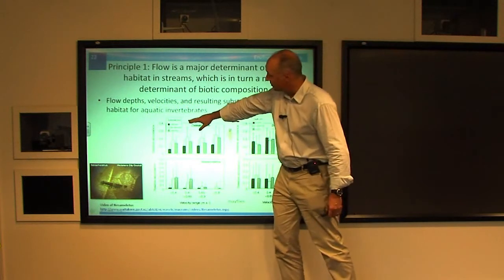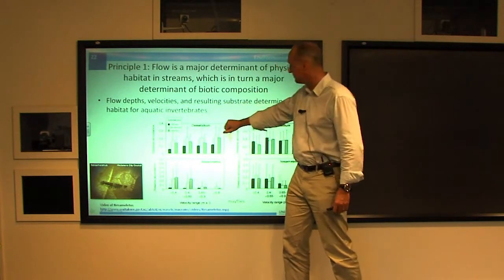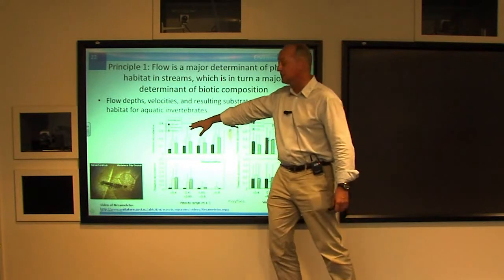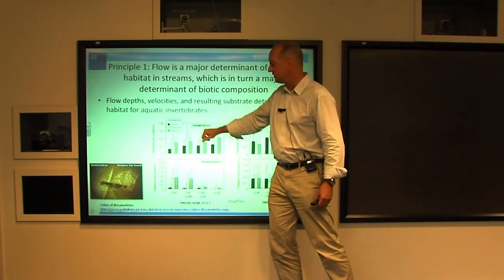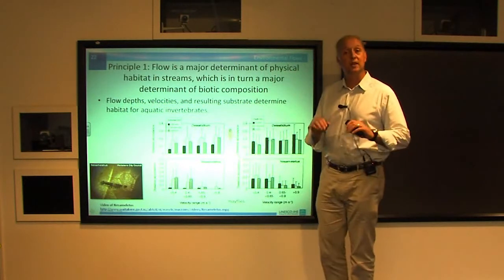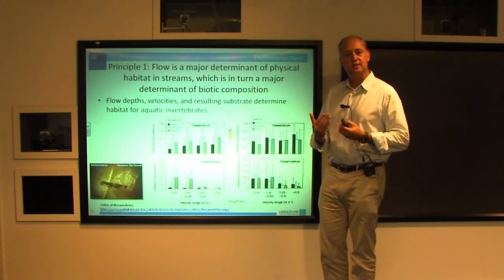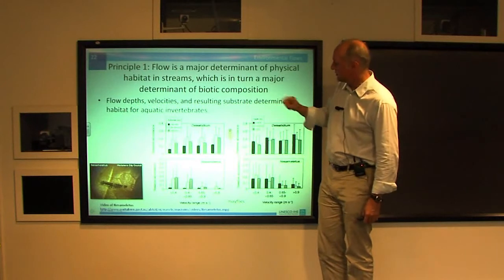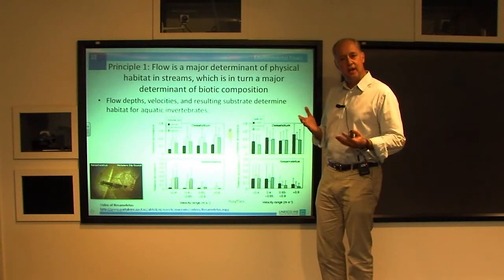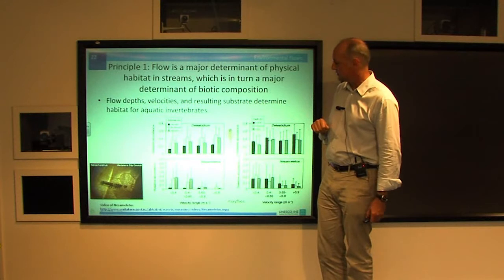And we can also see variability in the substrate size, and substrate size being the size of the solid material in the stream, as well as variability in depth. And just note the clear responses of the abundance of these organisms to changes along each of those axes.